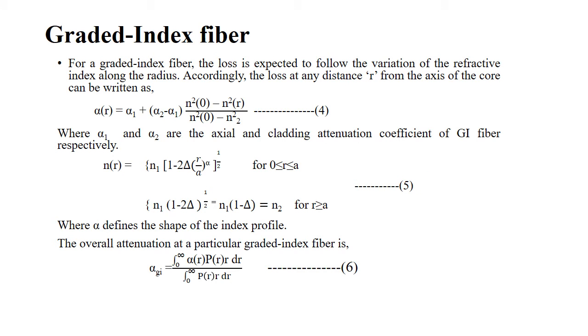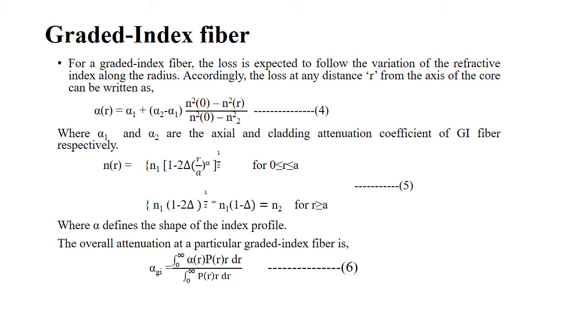Next, graded index fiber. For a graded index fiber, the loss is expected to follow the variation of refractive index along the radius. Accordingly, the loss at any distance r from the axis of the core can be written as alpha r is equal to alpha 1 plus alpha 2 minus alpha 1 into n squared 0 minus n squared r divided by n squared of 0 minus n2 squared, where alpha 1 and alpha 2 are the axial and cladding attenuation coefficients of GI fiber respectively.